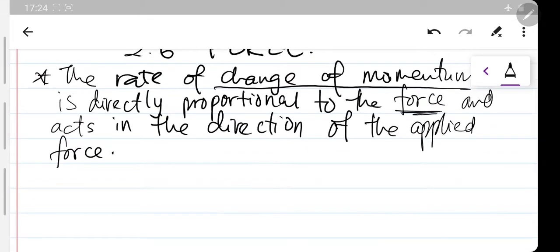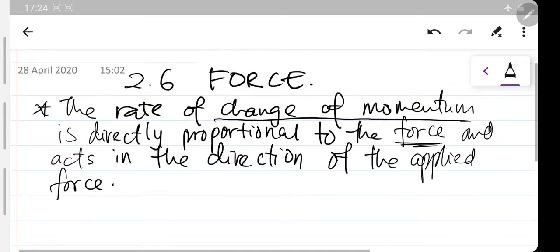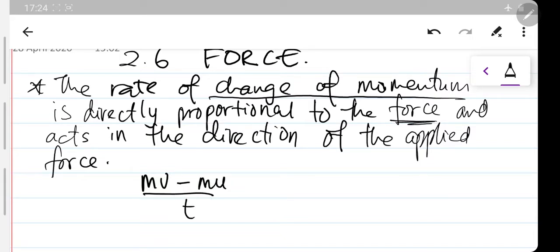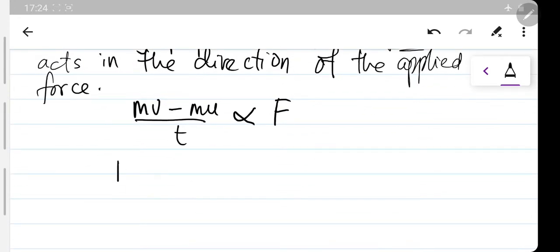Okay, now let's say we follow what this law states. Say we have change of momentum. Change of momentum is mv minus mu over t. This is what we have learned before. Alright, and then the second law of motion says the rate of change of momentum is directly proportional to the force. We can write it this way: F is directly proportional to mv minus mu over t.